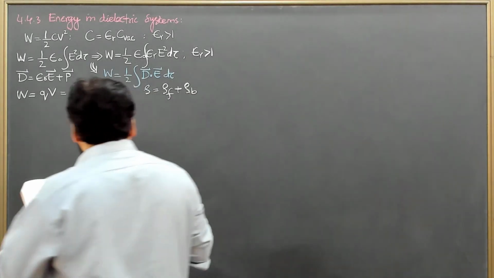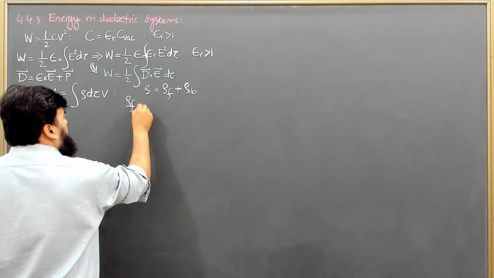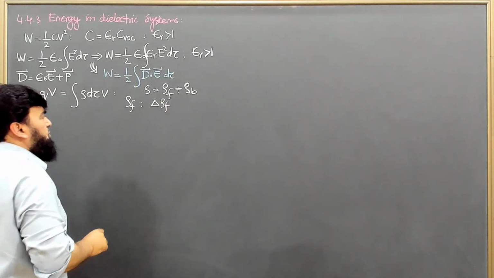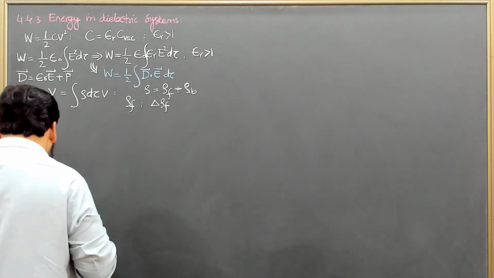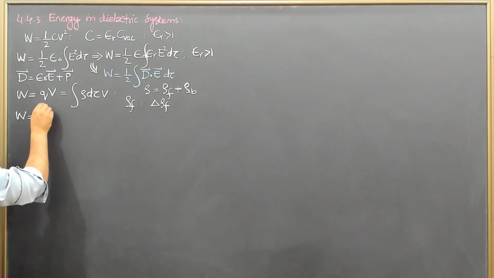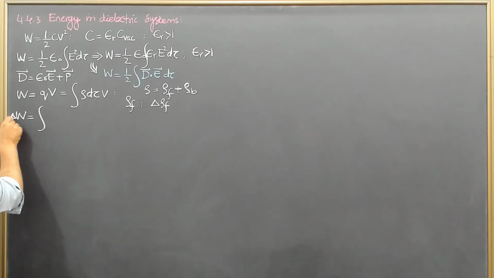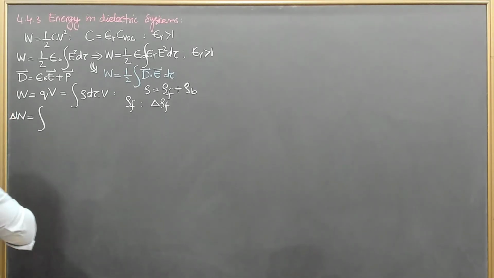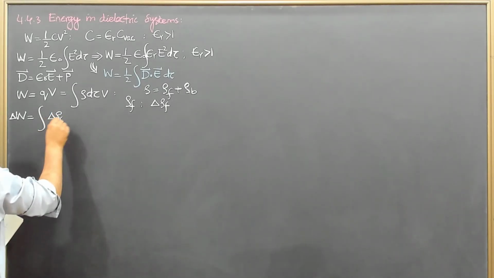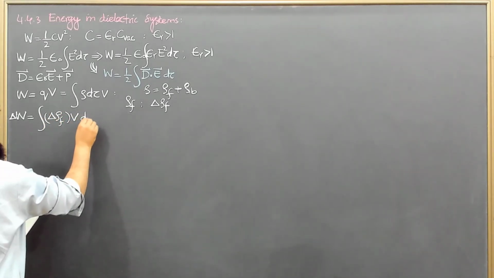So let's say we start bringing in this rho f in small segments, a very small charge that we bring to the system. I can write this expression now: W is equal to the integral, and I will call this a slight change in the energy of the system, delta W equal to the integral of delta rho f times V d tau.